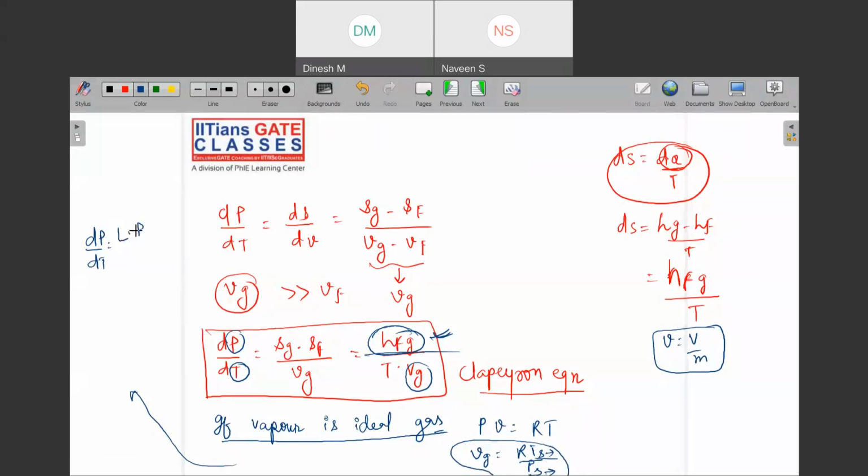divided by T, which we already have, and T is here the saturation temperature only. And let us replace Vg by whom? RTs upon Ps. So can I write this as R into Ts square, and this Ps will go to the numerator. So this equation dP upon dT is equal to latent heat into Ps, meaning saturation pressure, divided by R Ts square. This is called the Clausius-Clapeyron equation.